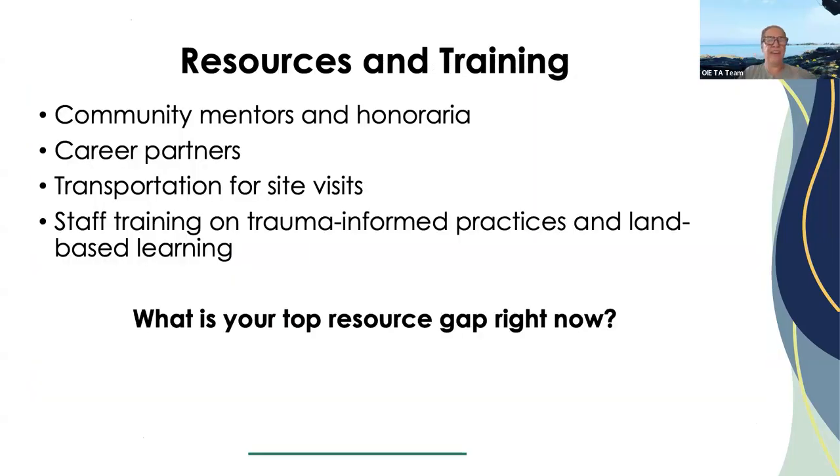Great, thanks for sharing. Now moving on to the next thing we want to make sure we have in a strong implementation plan, which is really thinking about the resources and training. We want to consider the core resources that we need, especially when we're focusing on youth and community values. There are some examples there: community mentors, and maybe we need honoraria, career partners, transportation for site visits, staff training on trauma-informed and land-based practices.